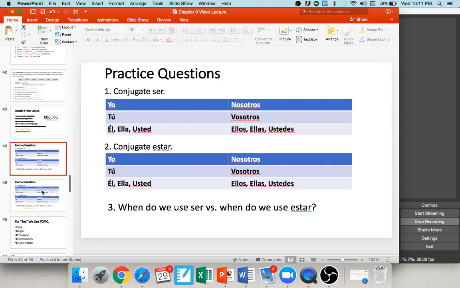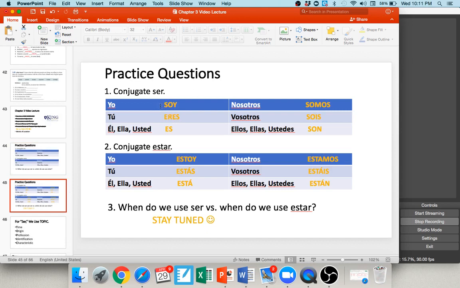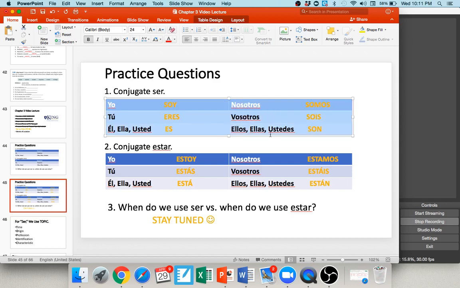Okay, now that you've got a second to try, hopefully you remember as we conjugate ser, we say soy, eres, es, somos, sois, son. These are your conjugations. Yo soy, tú eres, él, ella, usted es. Nosotros somos, vosotros sois, and ellos, ellas, ustedes son. Feel free to revisit that chapter 1 video if you need help with that.